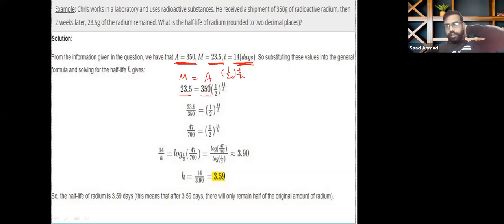So we're plugging it in here. The initial amount is 350, 23.5 grams of mass is left, then 1/2, the days are 14, and half-life h. We want to find h.